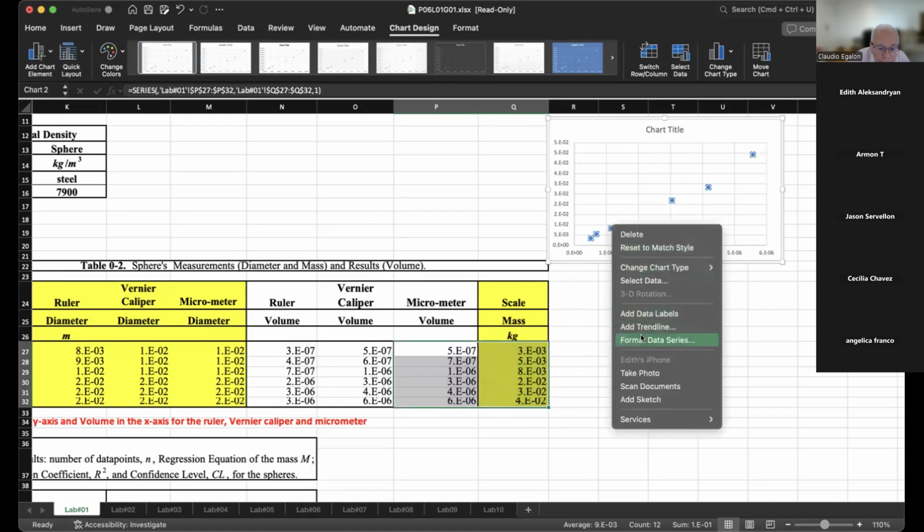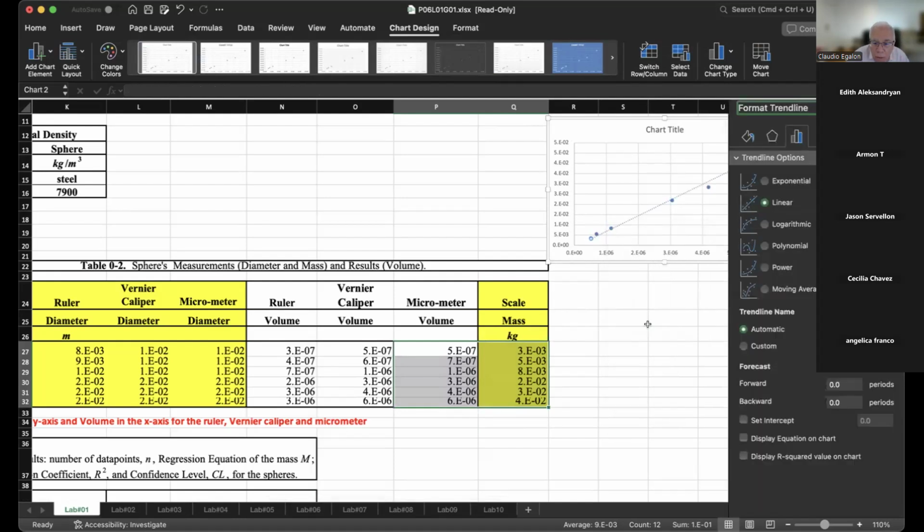Add trend line. Go to add trend line. No, not scan document, add trend line. Good. Now you have linear, click it. At the bottom of the pane we see display equation on chart. Display R square value on chart.